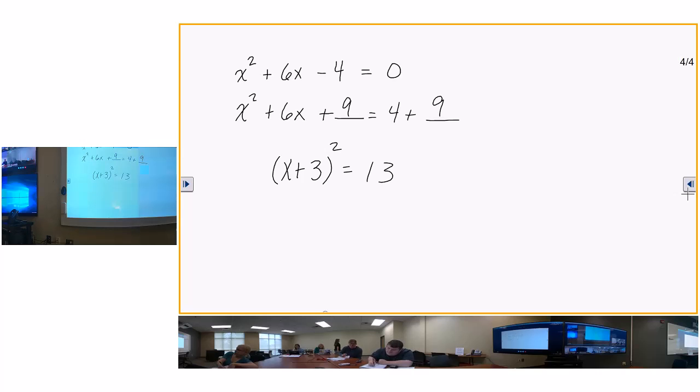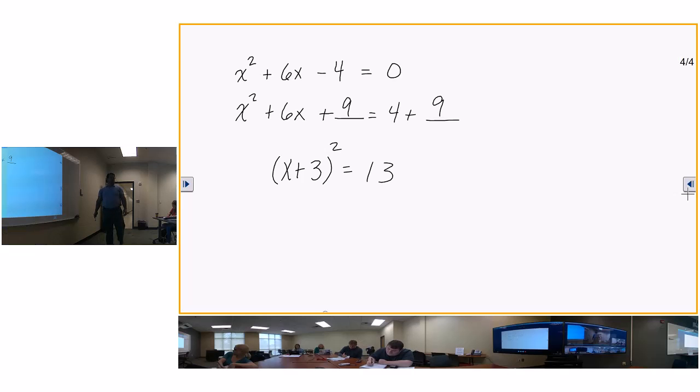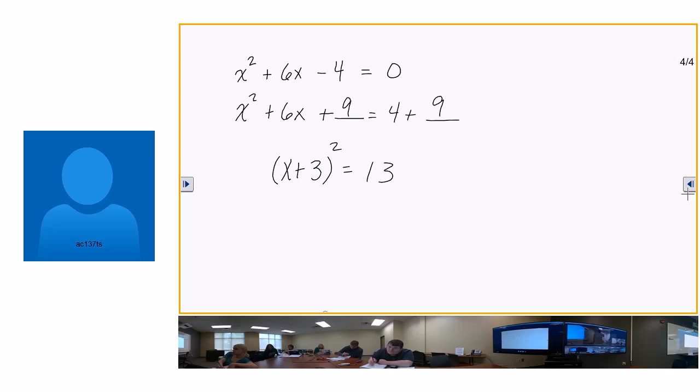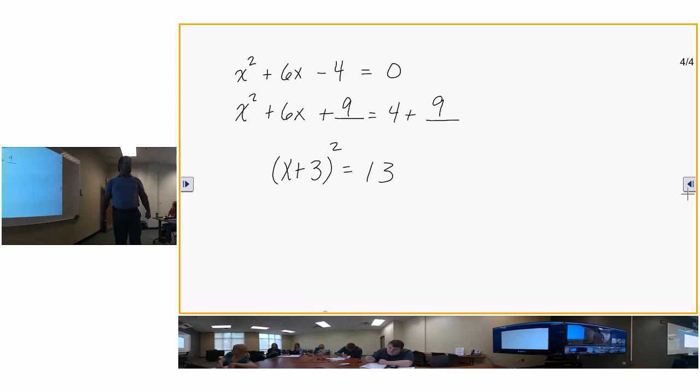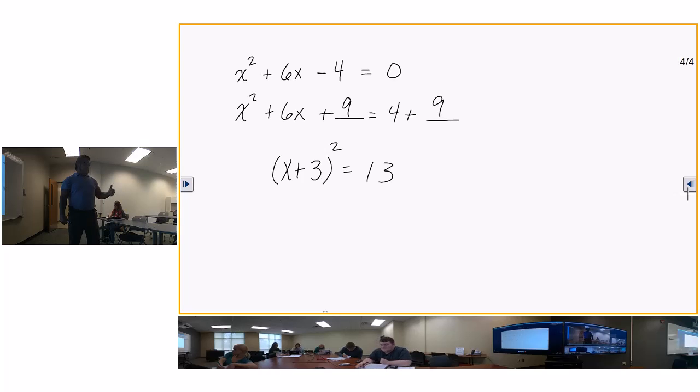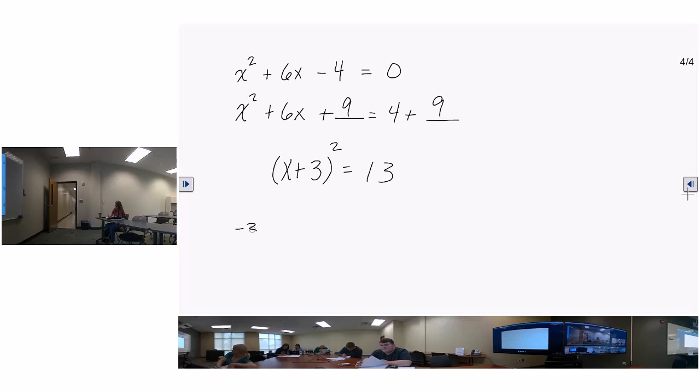So what is my vertex? Negative. I heard a negative. I love how y'all are so confident in your answers. Negative 3, comma, negative 13. Write that down and put vertex over it. Negative 3, negative 13.